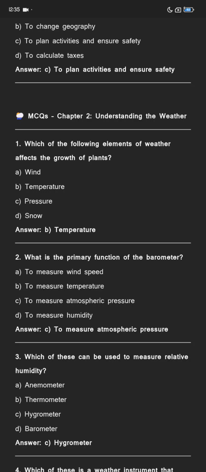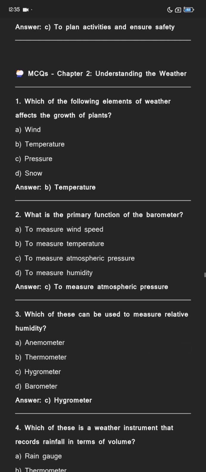MCQ. Understanding the weather. Which of the following elements of weather affects the growth of plants? Wind, temperature, pressure, snow. Answer is temperature. What is the primary function of the barometer? To measure wind speed, to measure temperature, to measure atmospheric pressure, to measure humidity. Answer is to measure atmospheric pressure.